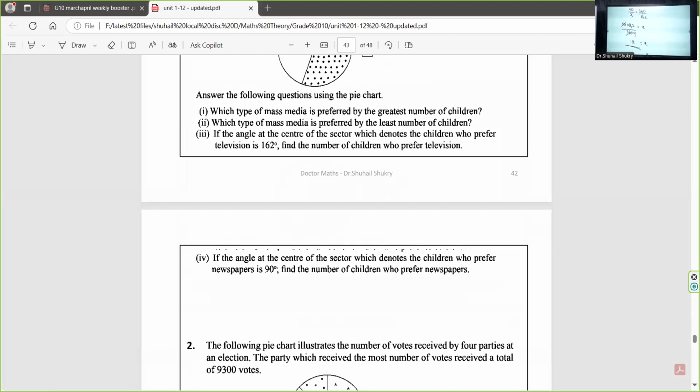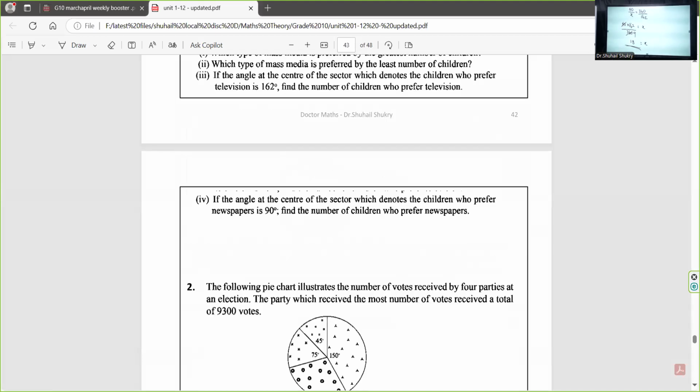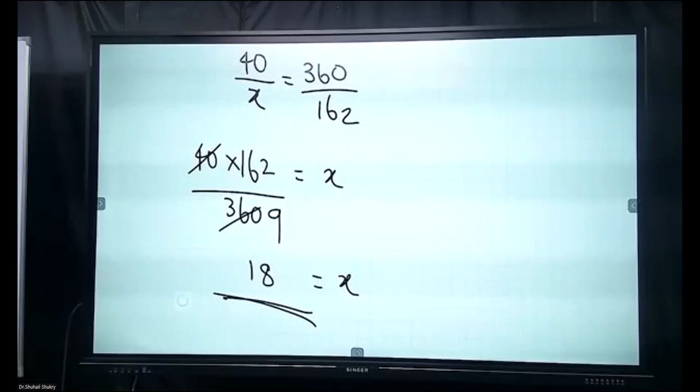There is another question, no? If the angle at the center of the sector which denotes the children who prefer newspaper is 90, find the number of children who prefer newspaper. There is a both question. Next page. Who prefer newspaper? So newspaper, how you can find?